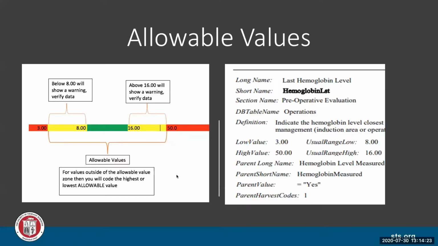Hold on one second. So when we're talking about allowable values and parent codes, I'm going to show you here. When you open up the data specifications, you're going to see, again, the long name, short name, section name, tables, the definition. You'll still see things like low, high, or usual high, usual low values, the parent name, hemoglobin, yes, what the parent value was in order to get to this field.